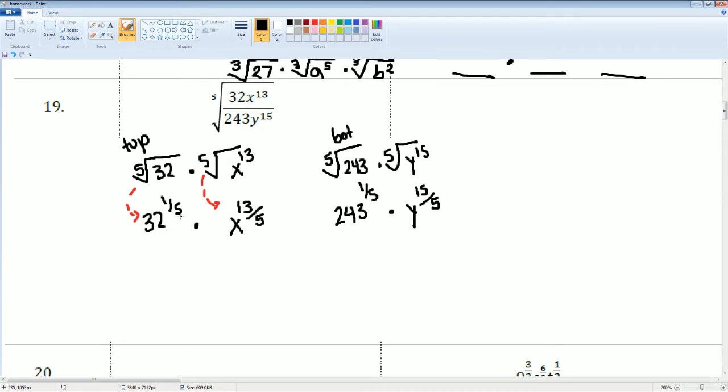Can you simplify this? Let's see, 32 to the 1/5 power. Actually, you can. Please understand that this number, if you plug it into the calculator, just becomes the number 2.